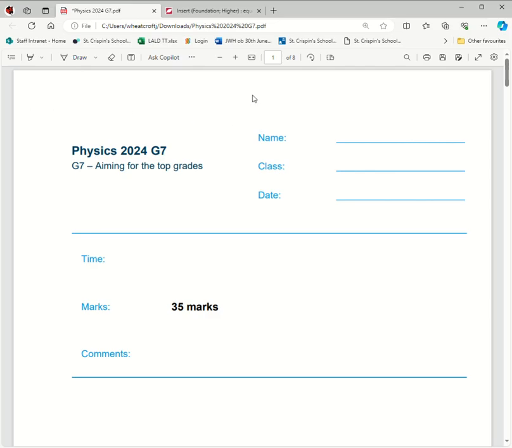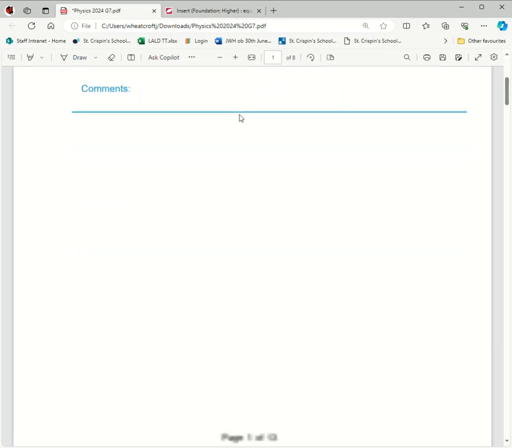Hello and welcome to the Combined Science Aiming for the Top Grades Walking Talking Mock. So I'm going to go through this paper today and hopefully you'll be able to see where the marks come from and the thinking behind it for any of those questions that perhaps you weren't so clear on.